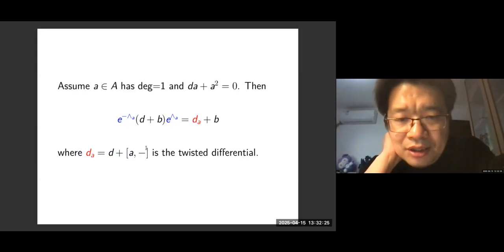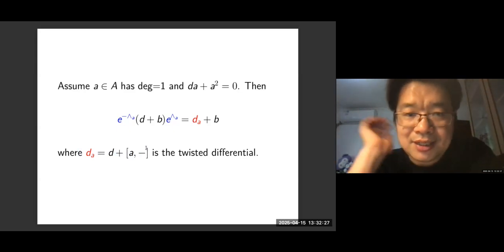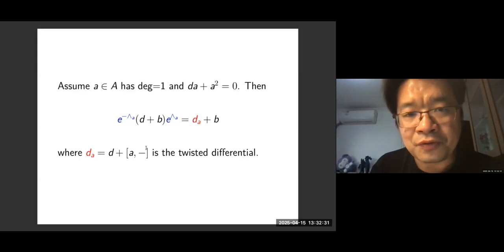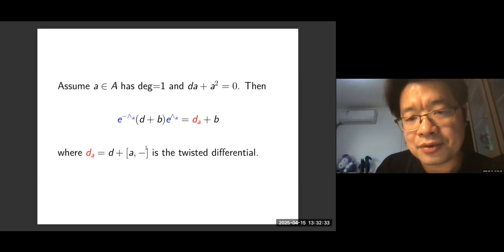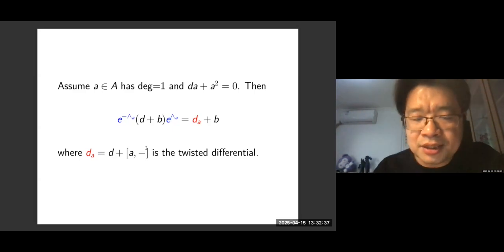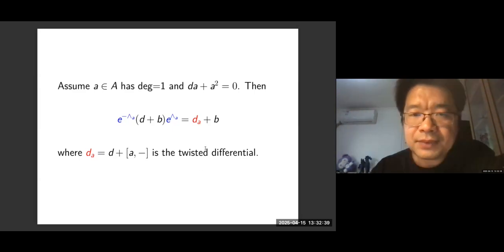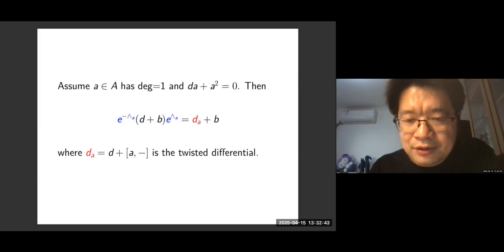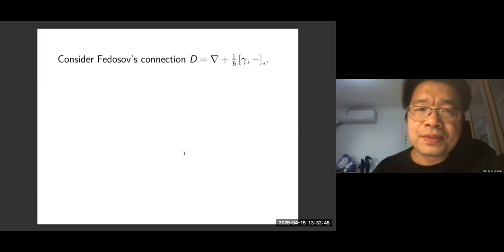So this construction is called a twisting construction. It's a very standard process you can do for any kind of differential graded algebras or some kind of homotopy algebras. You can do similar constructions. So let's start from here. Let's see what we can do for our model.